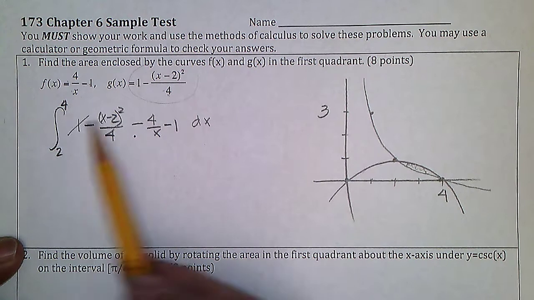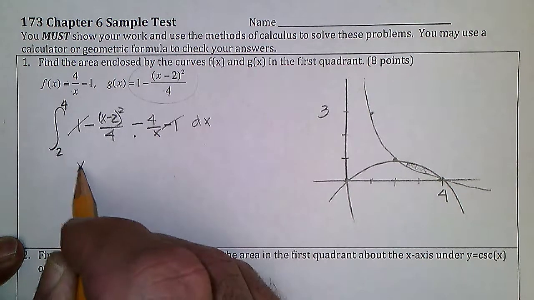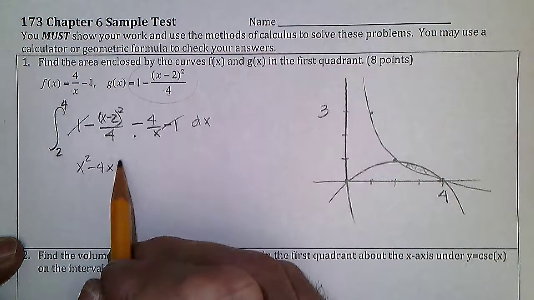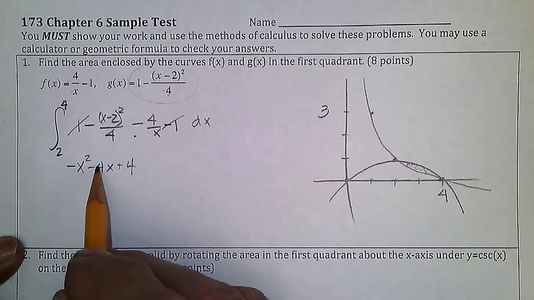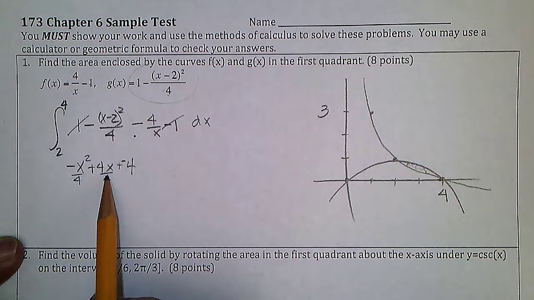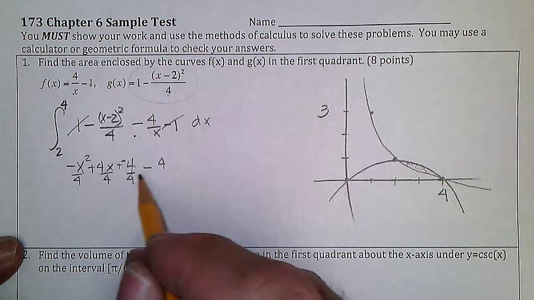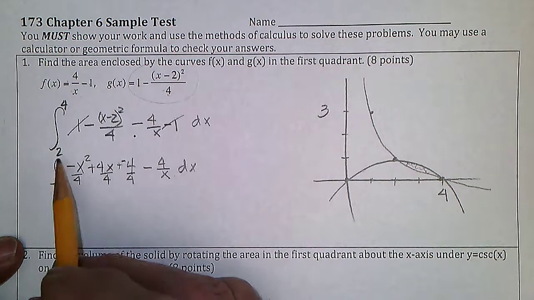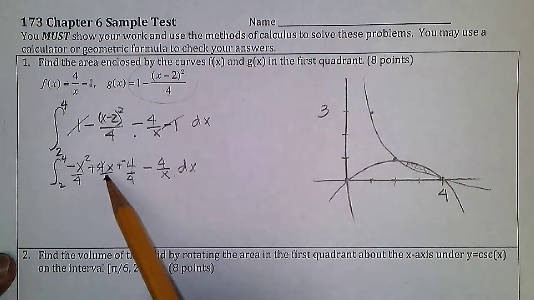So we got a 1 and a minus 1. They cancel. And this would be x squared, I'll just do it out. x squared minus 4x plus 4, and then a minus on all of those, divided by 4, minus 4 over x. And so these 4's would cancel.